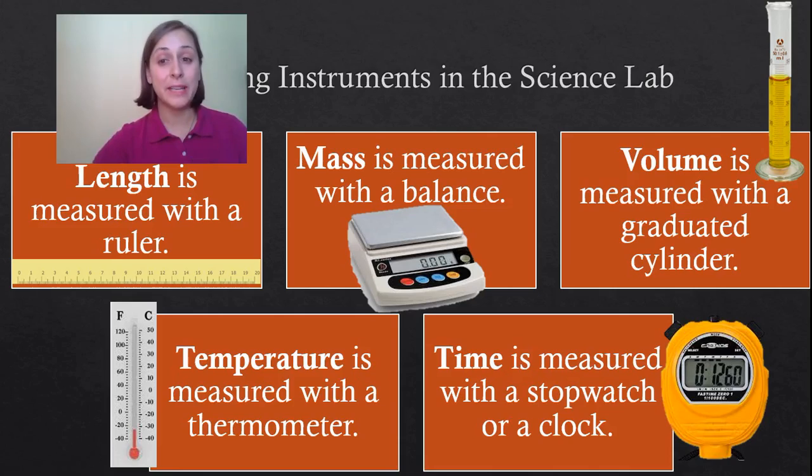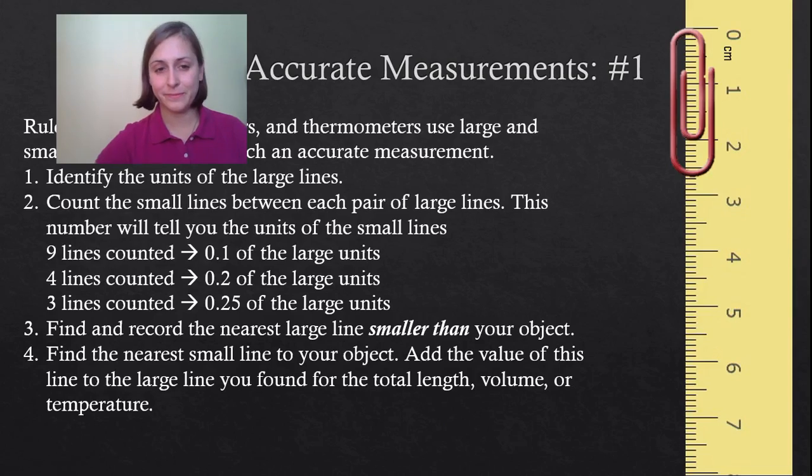Now, on to some tips for accurate measurements. If you're looking at that graduated cylinder and you're thinking maybe you've never worked with one of those before, don't worry, because there is actually a tip coming up just about those. So, for accurate measurements, rulers, graduated cylinders, and thermometers use large and small lines to help you reach an accurate measurement. There are a few steps you'll need to follow.